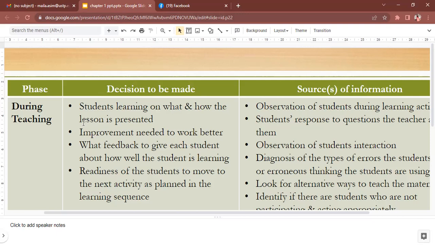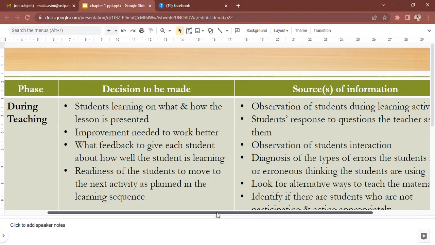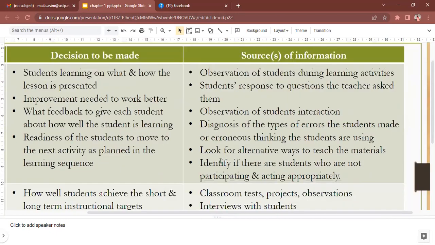Okay. Next is sources of information. Necessary nga sa during teaching, mahibawan nato ang mga sources of information. First, observation of students during learning activities. So makakuha ka ug information during the observation sa klase, during sa klase sa mga students.